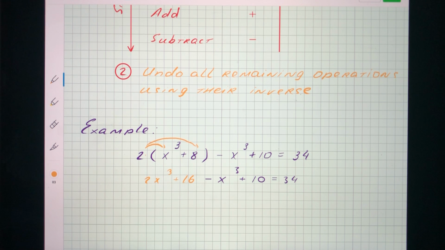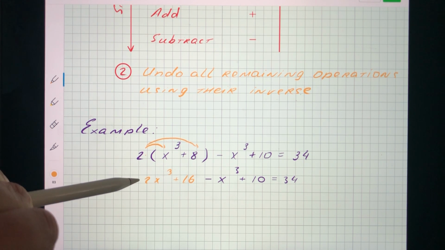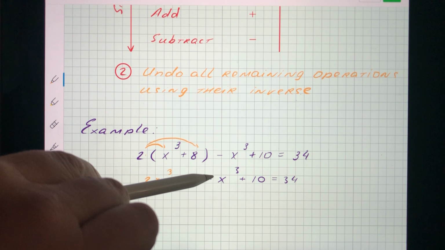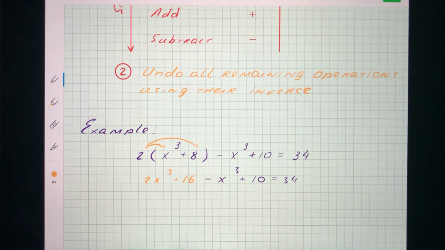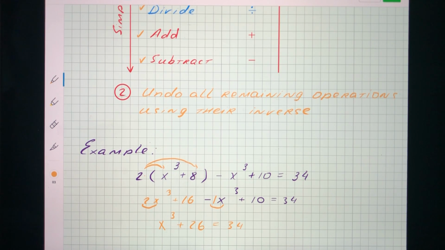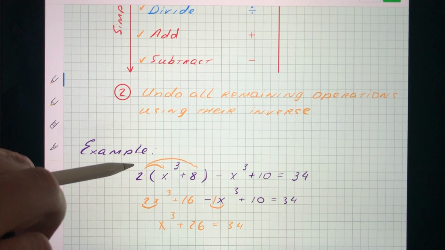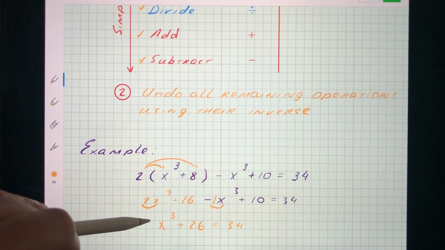Next is addition and subtraction. We only do the operation if it's always true. 2x cubed minus 1x cubed will always be 1x cubed. Plus 16 plus 10 will always be the same, and that is always 26. So we have completed the addition, we have completed the subtraction. There was nothing else to do. This is the simplest version of our original equation. So this is the original, that's the simplest version, but it is still unsolved.